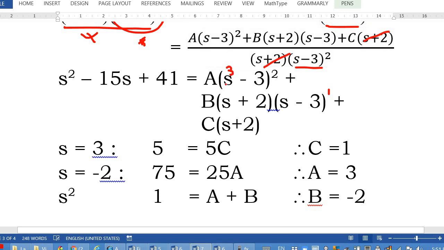S equal to 3. So 3 minus 3, this term, a term gone. The b term also gone because 3 minus 3 is 0. 0 times anything, you got 0. That's why the right side, you have here 3 plus 2, which is 5. So you have 5c.